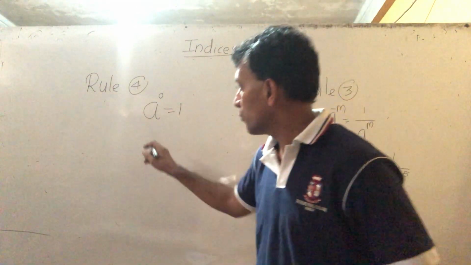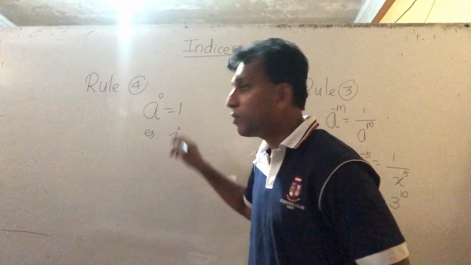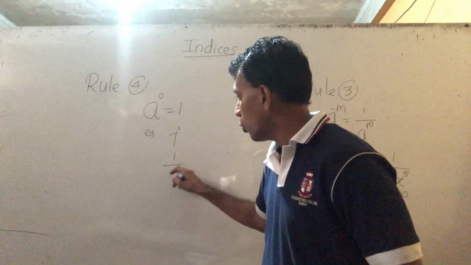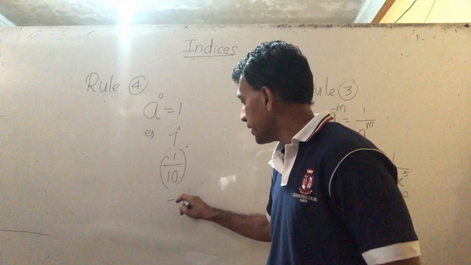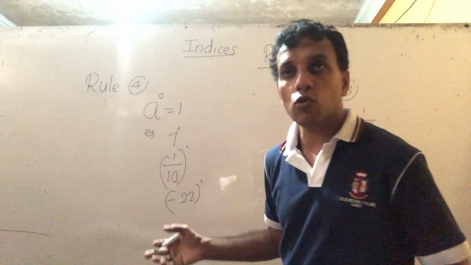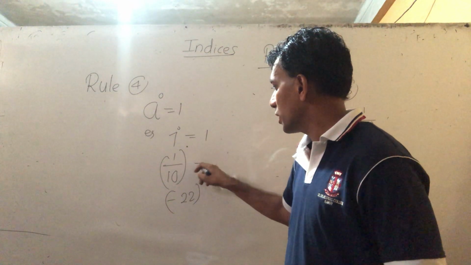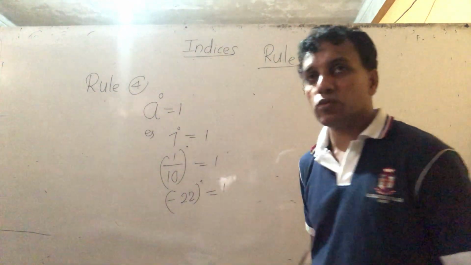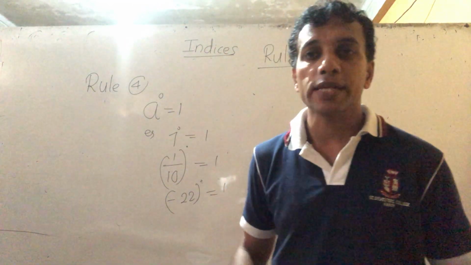Simple. For example, 7 to the power 0, 1 over 10 to the power 0, minus 22 to the power 0. All of them, the answer is 1. Here 1, here 1, answer is 1. Any number to the power 0, the answer is 1, right?